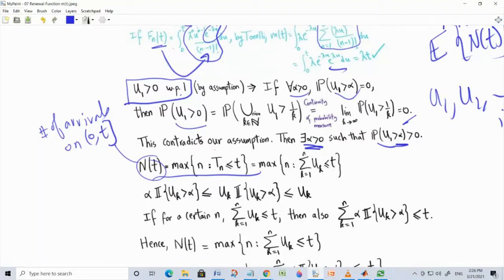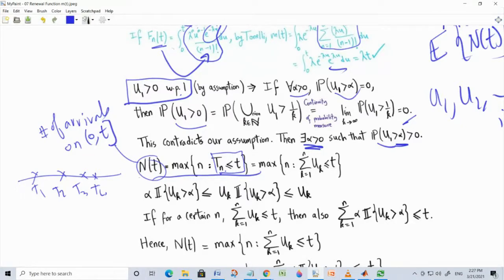So I'm claiming that you do this. You have your arrivals, right? What you do is examine the times of arrivals, T1, T2, T3, T4, and so on. You start increasing n until you violate this inequality. So the largest n for which this inequality is satisfied, what does it mean? This inequality means the nth arrival happens at a time less than or equal to t.